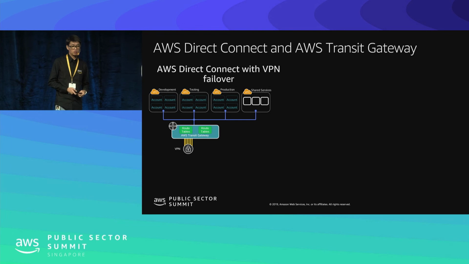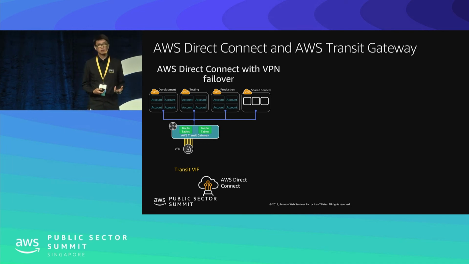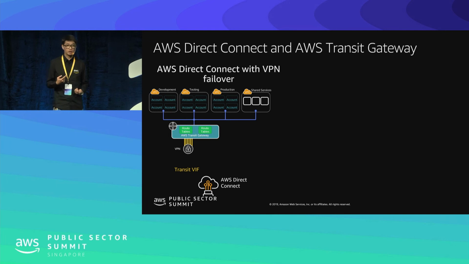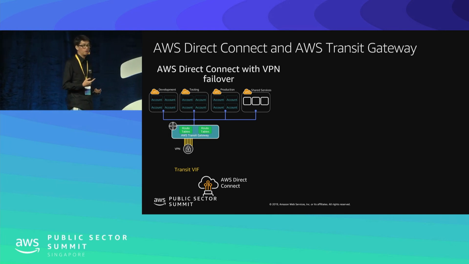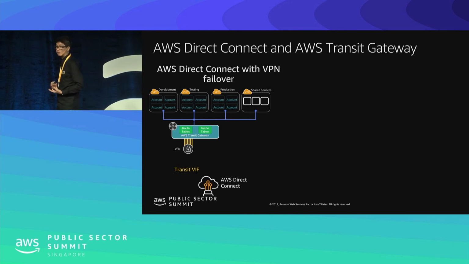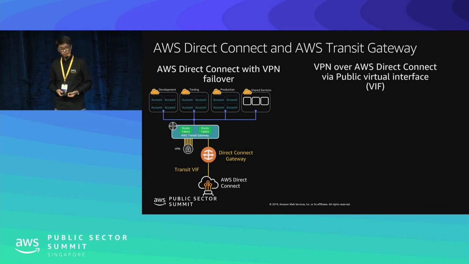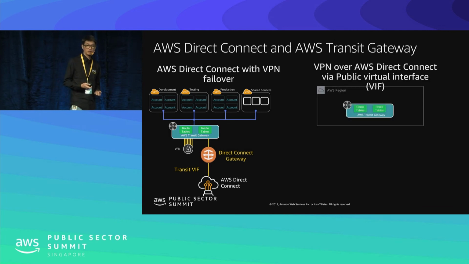So now we have Direct Connect with VPN failover. This is one point of saving costs. We have also introduced something new called Transit VIF. This is for attaching a Direct Connect gateway to the Transit Gateway itself. In the past, we only had private VIF and public VIF. Now we have Transit VIF specifically for attaching a Direct Connect gateway onto Transit Gateway. Next, of course, you can run a VPN over Direct Connect over a public VIF.